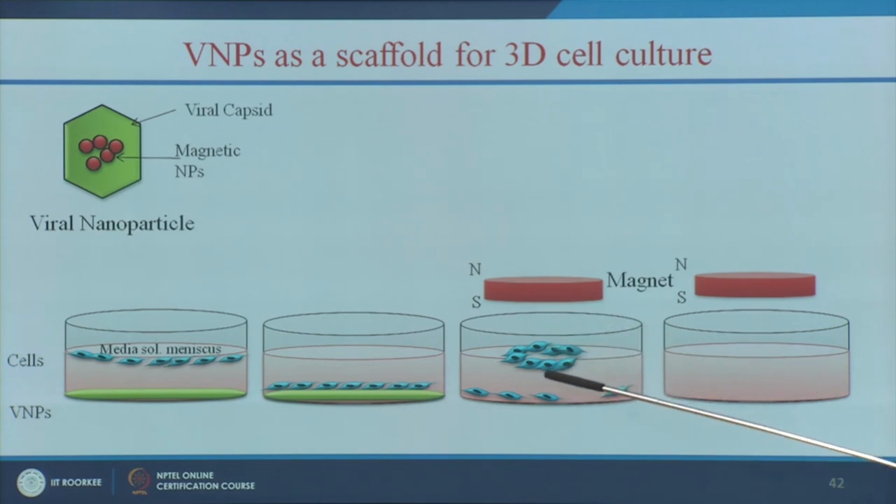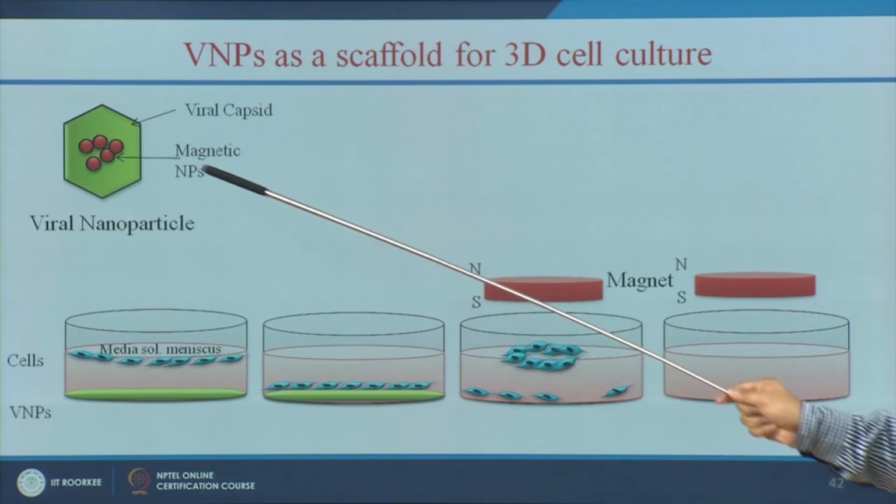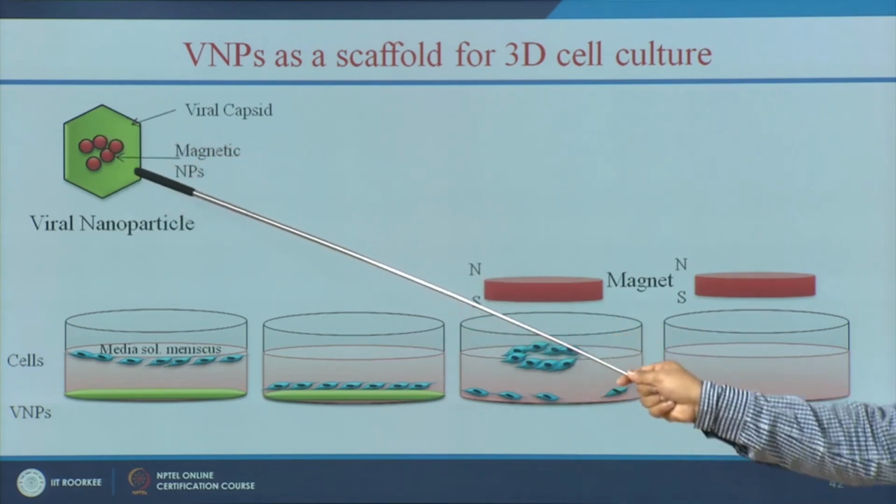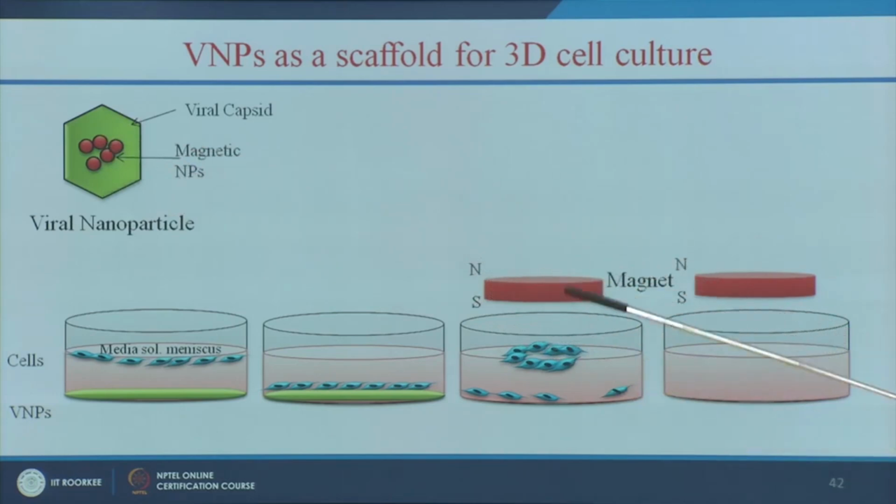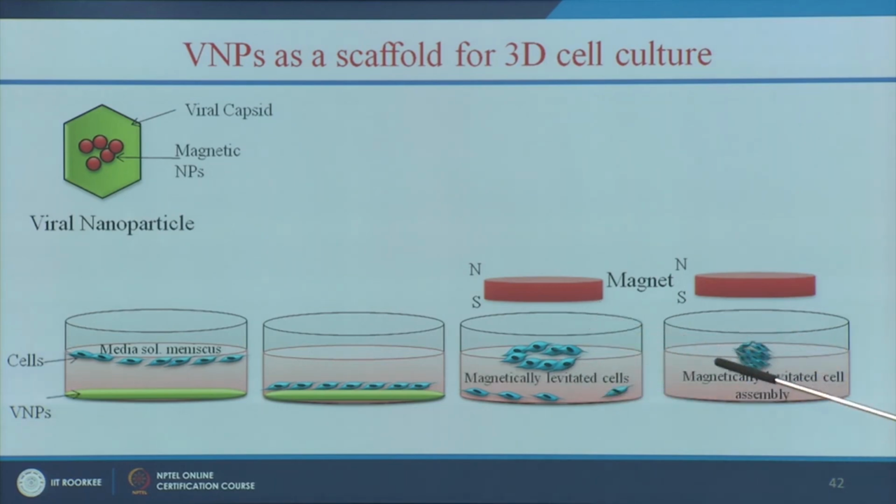When you apply the magnetic field, it will elevate. Why is it elevating? Because it has magnetic nanoparticles inside. When you apply this magnetic field, all the cells will be lifted, and when you grow the cells in this same condition, the cells will become a 3-dimensional cell culture. If you want to test the efficiency of any drugs, you can add them to this 3-dimensional cell culture, and that will closely mimic your in vivo animal studies.